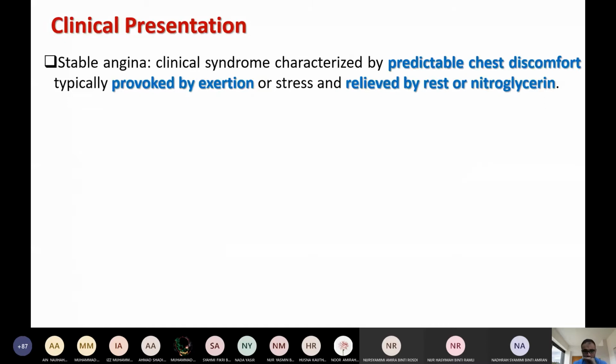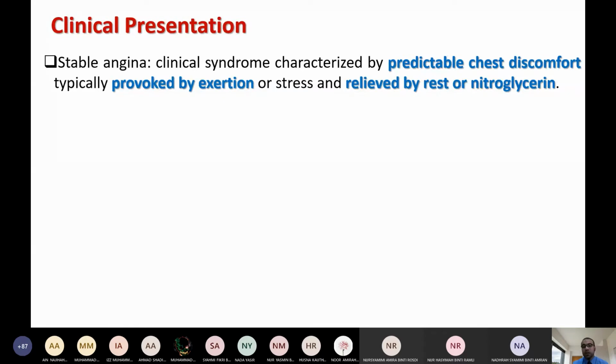So first of all, when we call stable angina, we define it as a clinical syndrome. The most important feature is a predictable chest discomfort. Predictable because it will mostly be provoked by certain exertion or stress or some situation that the patient can predict, and it is relieved by rest or nitroglycerin.